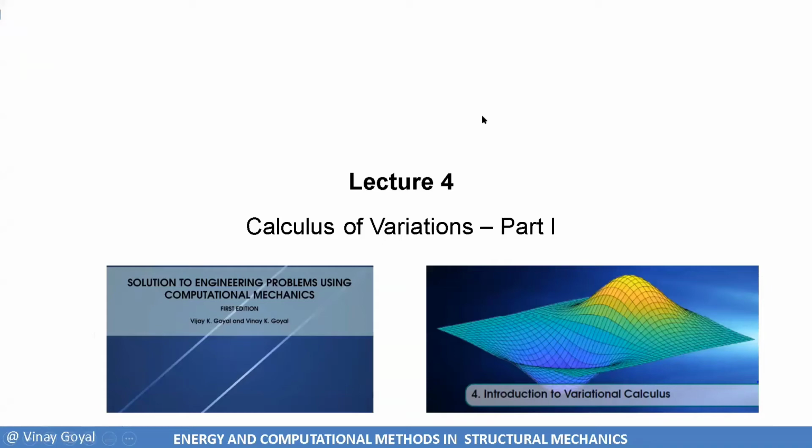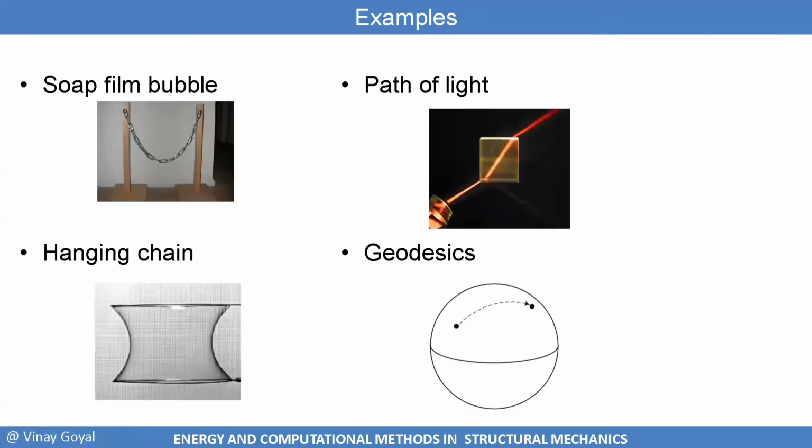We're going to start with lecture 4. This is calculus of variations, part 1. We're going to use chapter 4 of the book, Introduction to Calculus of Variations. So what is calculus of variations? You may not even have heard this term before, but I will describe it today, and I'm hoping that we can get a good understanding of that.